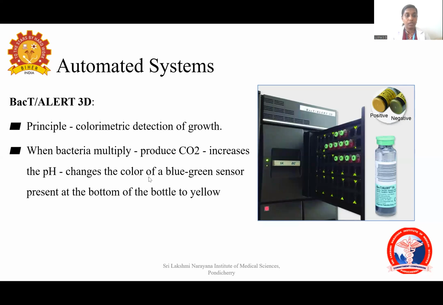When bacteria multiply, they produce carbon dioxide, which changes the pH. So there will be a change in color of the blue-green sensor at the bottom of the bottle to yellow. You can see here, this is the positive. Normally the bottle bottom has a green colored base, and it changes to yellow when there is growth, because carbon dioxide is produced and changes the pH. Because of this color change, the machine will beep. So that is colorimetric detection of growth.